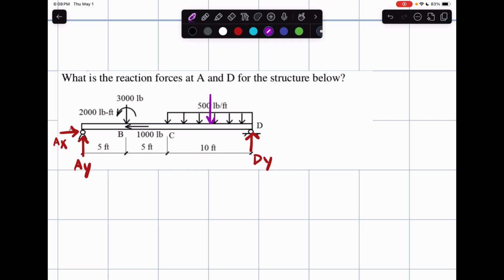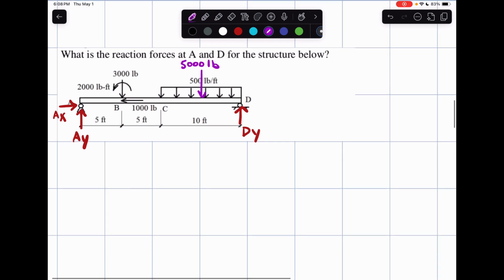So that's 5,000 pounds. I'll just rewrite it here. 5,000 pounds. Okay, so we simplified that. So I guess we could start off with our equilibrium equations. The first one is going to be the sum of forces in the x direction, and we set that equal to 0 because it's in equilibrium, or static.